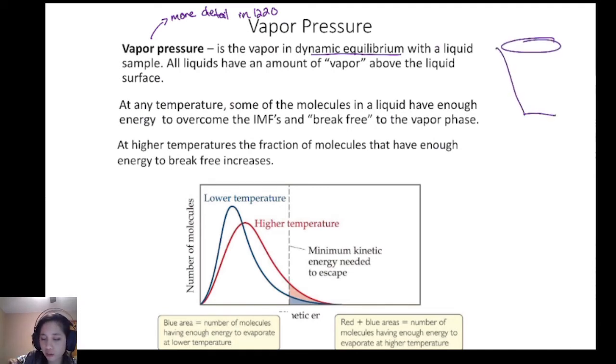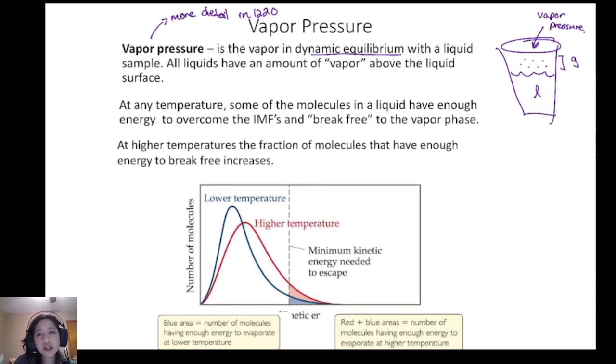So if you have your cup of water, this is a liquid. There are some gas particles of that same sample above the liquid. Always. The amount of gas or vapor pressure above a liquid is defined by its temperature and by its intermolecular forces. So if you have a glass of water sitting at 40 degrees Fahrenheit, like if you have it outside on a cold day, the vapor pressure above that water would be different than if you had that water inside at room temperature, like 70 degrees Fahrenheit.